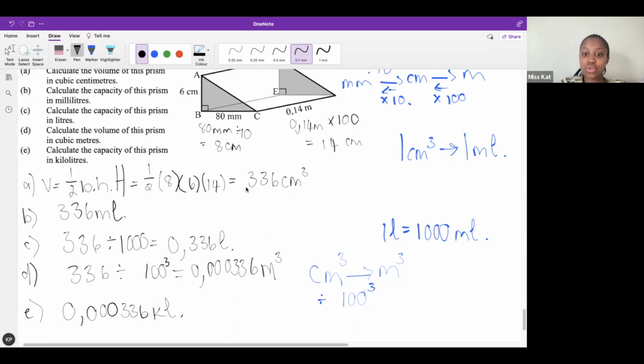Woo! You can use scientific notation, Nikita. So you can say 3.36 times 10 to the power of negative 4 kiloliters. Okay, we're done. You guys need to go learn your conversions. I'm going to test you again in the next lesson.